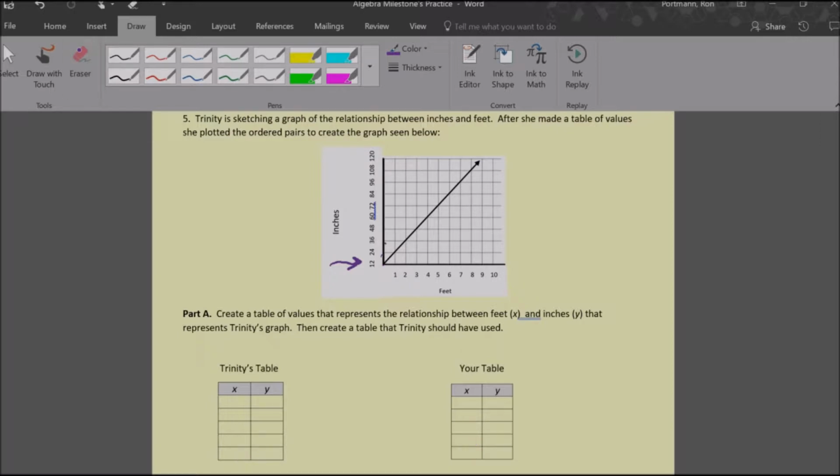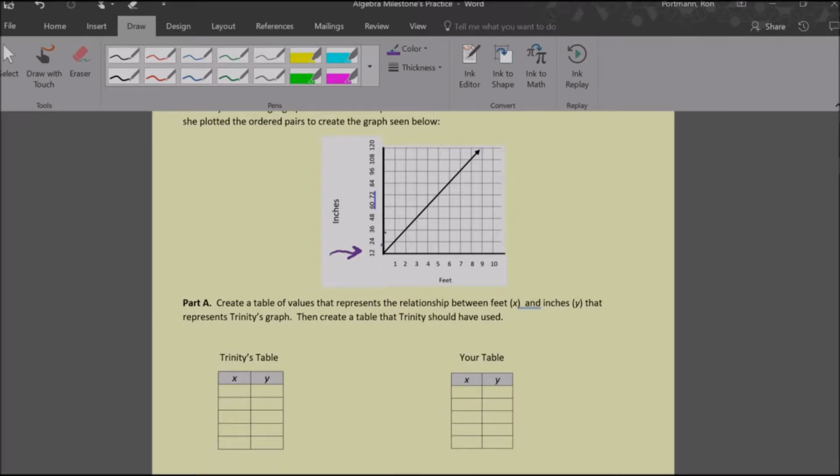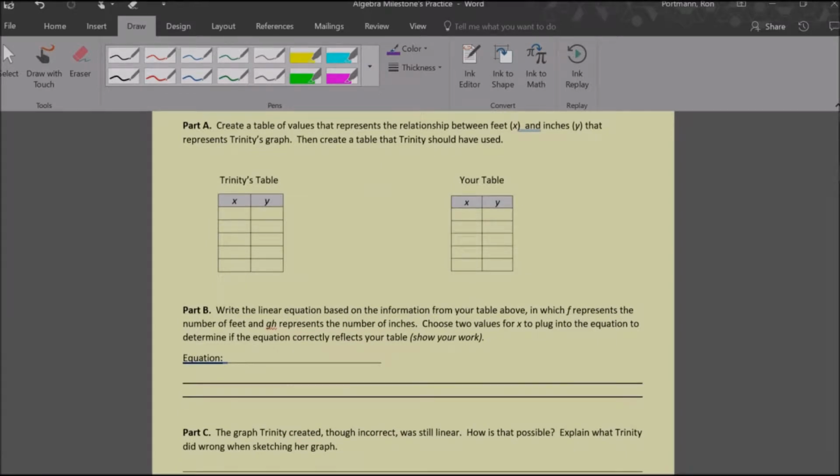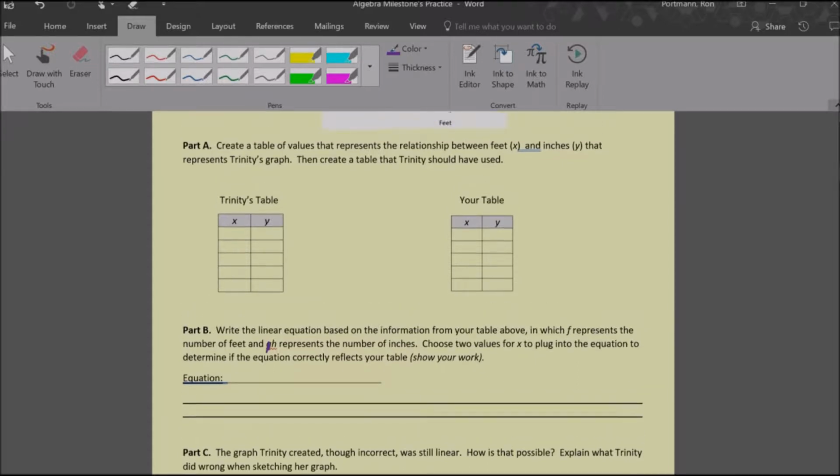So part B. This is a constructed response question. It says, write the linear equation based on the information from the table above, in which F represents the number of feet, and H represents the number of inches. Choose two values for X to plug into the equation to determine if the equation correctly reflects your table. So we need to go back up here to the table. We're going to write the equation for this. So I'm going to just write the equation down up here.